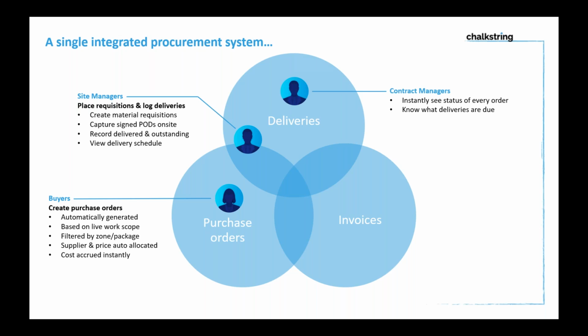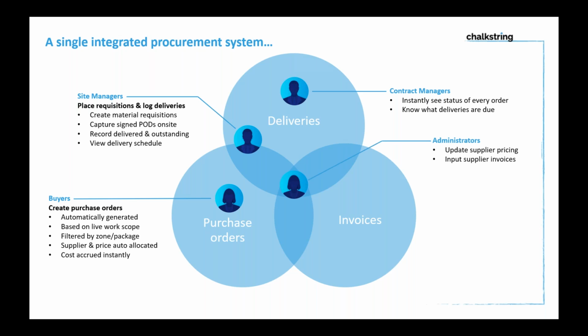Contracts managers, if they need to, can see the status of every order just by tapping in and seeing where it is, whether it's been sent, delivered, or partially delivered, and they'll know what deliveries are due, so they can coordinate with the labour masters from a labour perspective.